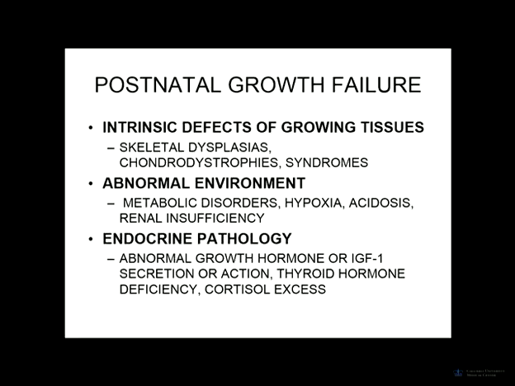So what do we worry about? These are the 3 big categories. There are intrinsic defects of growing tissues, like the skeletal dysplasias, chondrodystrophies, different syndromes. There's an abnormal environment that's causing poor growth, like metabolic disorders, hypoxia, acidosis, renal insufficiency. And the last big category, which is my area of expertise, is endocrine pathology as a cause of poor growth.